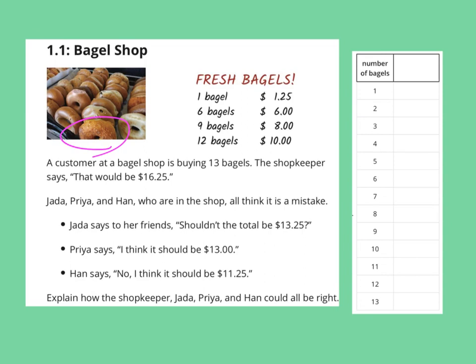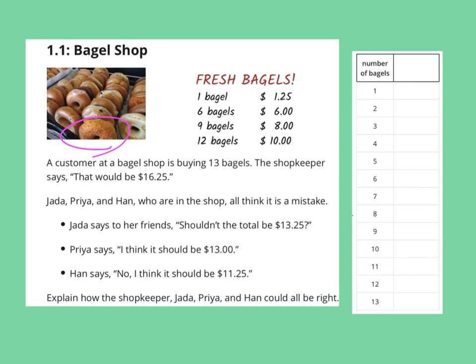Anyway, we have a customer at a bagel shop who is buying 13 bagels, right? Or as they say, a baker's dozen. And the shopkeeper says that it's going to be $16.25. Jada, Priya, and Han, who are in the shop, all think that this is a mistake, right? Jada says to her friends, shouldn't the total be $13.25? So she's asking. Priya says, I think it should be $13. Han says, no, I think it should be $11.25.